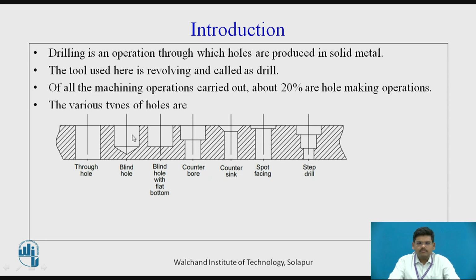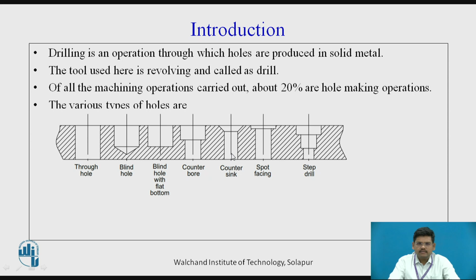It is called a blind hole, as it is not a through hole. Here we have another blind hole, but the end here is flat, whereas the end of the hole at this point is conical. Second, we have counter bore. Here a hole is drilled, and in the second process the size of the hole is enlarged up to a certain depth.